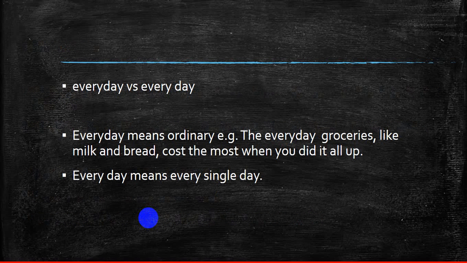Everyday versus every day. Everyday is one word meaning ordinary, like this example. The everyday groceries like milk and bread cost the most when you add it all up. And then every day is two words, meaning every single day.